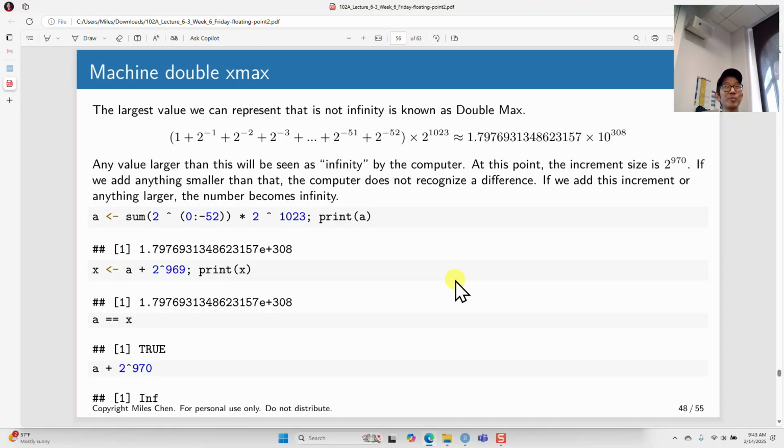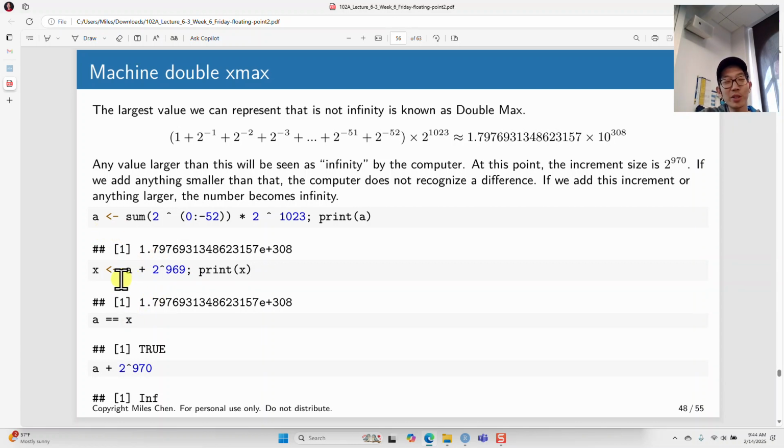Okay, so remember, there was a point where I can't add 1 anymore, right? Because my step size is 2. There's going to come a point where I can't add 2 anymore because my step size becomes 4. There's going to come a point where I can't add 4 because my step size is now 8. This is where our step size is now 2 to the 970. And so if I take this number and say, hey, add 2 to the 969, R says, I don't see any difference.